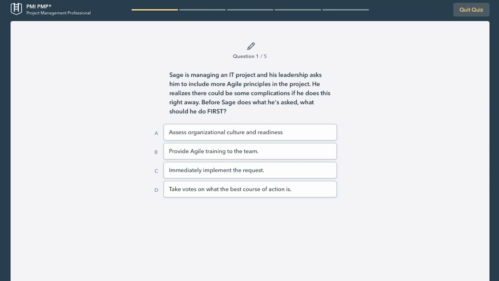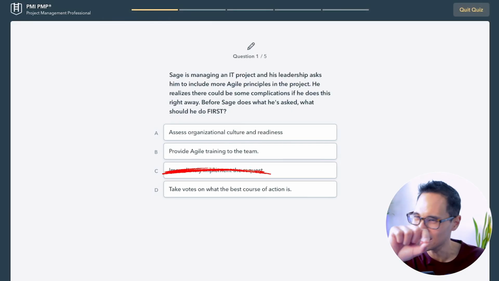Here it is. Sage is managing an IT project and his leadership asks him to include more agile principles in the project. He realizes that there could be some complications if he does this right away. Before Sage does what he's asked, what should he do first? Choice A, assess organizational culture and readiness. Choice B, provide agile training to the team. Choice C, immediately implement the request. And lastly, choice D, take votes on what the best course of action is.